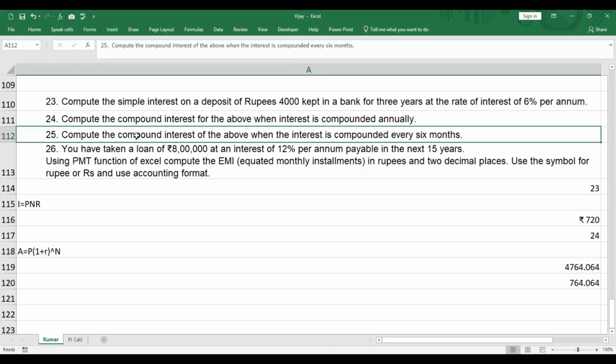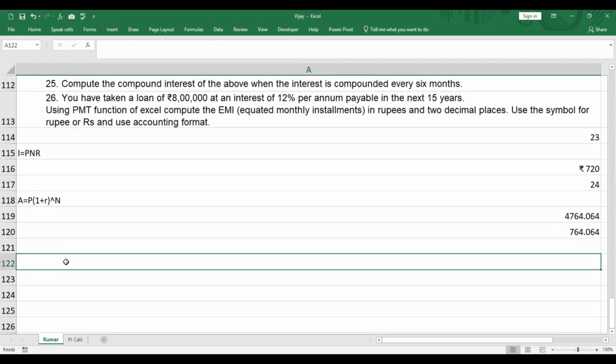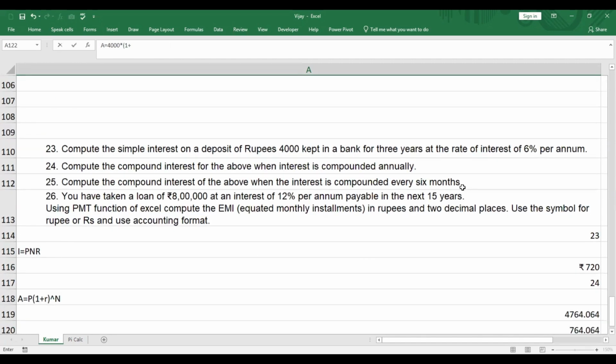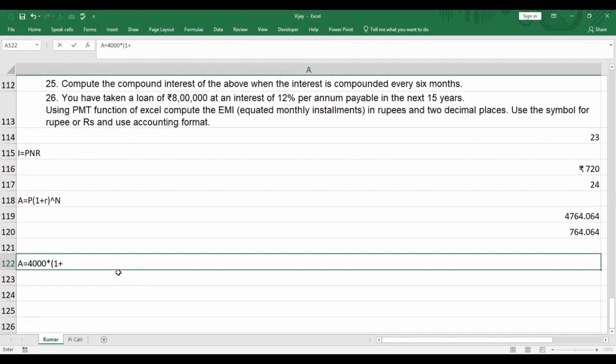25, compound interest, where the interest is compounded every 6 months. Some small change here. The amount will be equal to the same thing. P will be 4,000 to start with. 1 plus R, where 6% was the rate of interest per year. Now we are compounding it every 6 months, so it will be R by 2, because every 6 months it is getting compounded.